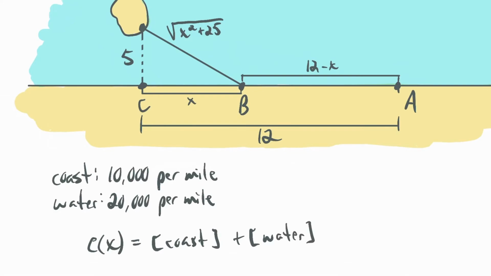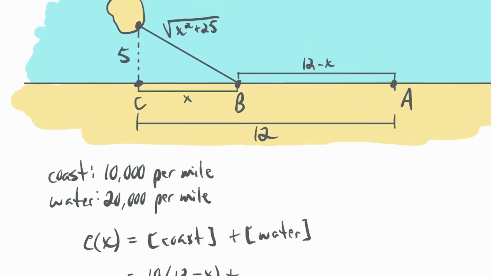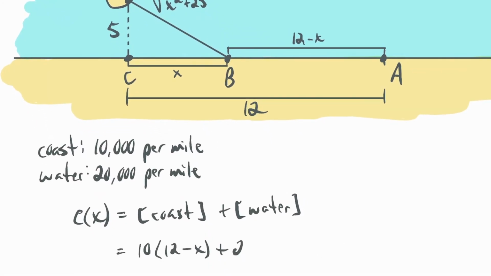Now the coast portion is 10,000 per mile, and the distance is 12 minus x miles. And in fact, let's do this in terms of thousands. So let's say that this is 10 times 12 minus x. It's the coastal part. But we'll multiply by 1,000 later when we get the actual cost. Plus, well, the water part, that's going to be 20 times this distance. So 20 times the square root of x squared plus 25.